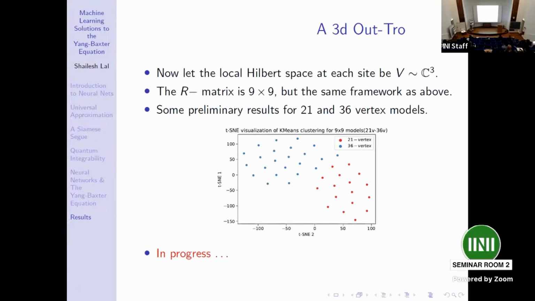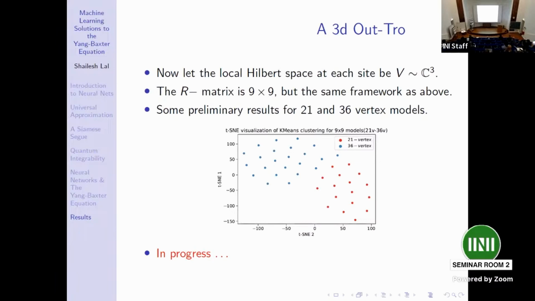Okay, just as a little teaser for you, this is really just a teaser. We are trying to make sense of this, so I don't have much to say about it. But if you let the Hilbert space, instead of being isomorphic to C2, be C3, the R matrix is now 9 by 9, so 81 functions rather than 16. But the structure, the framework, is all the same. Instead of taking a two-dimensional vector space, you're taking a three-dimensional one. So pretty much most of the things go through. Computationally, it's much more intensive, but other than that, there's no other problem.